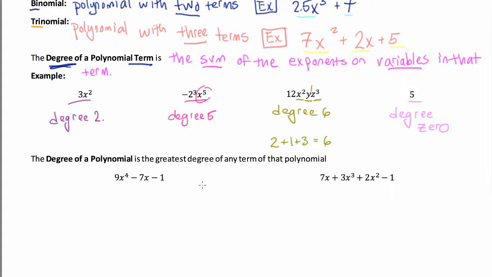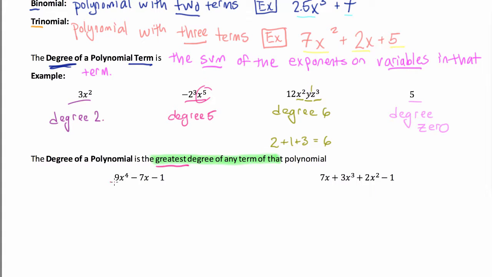Now the last thing here is the degree of a polynomial. There's just one thing that can be kind of confusing about this. The degree of the polynomial is the greatest degree of any term of that polynomial. And what people sometimes do is add up the degrees, and you don't. You just look at the biggest one.